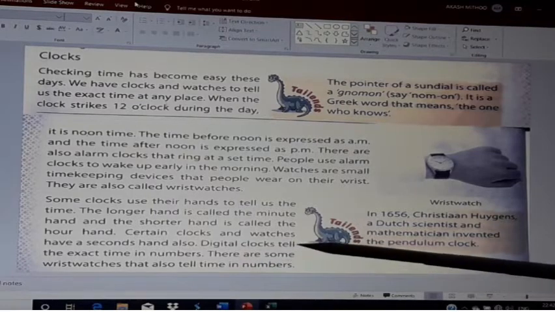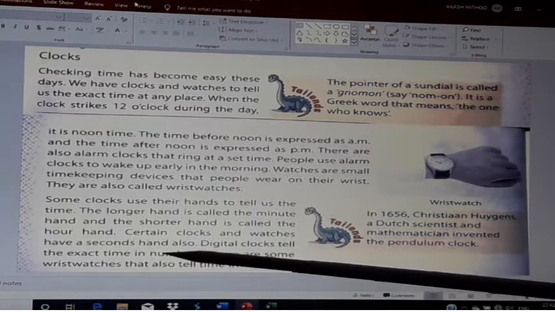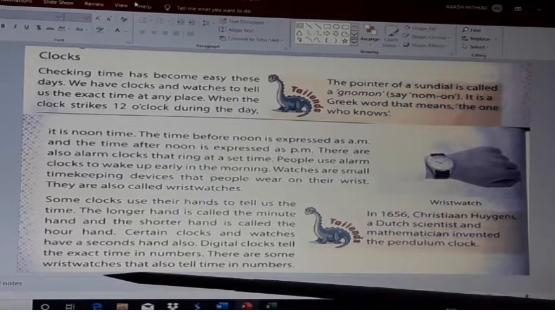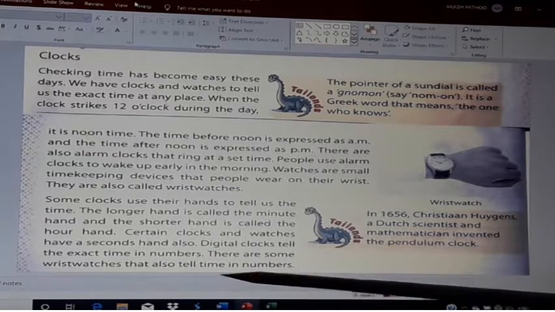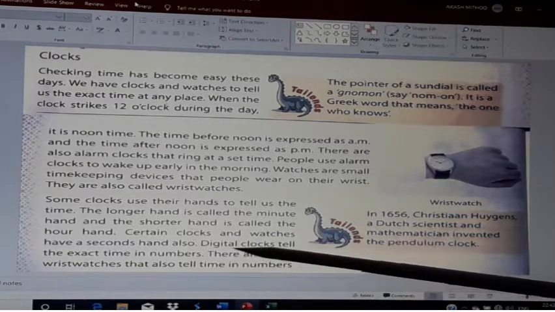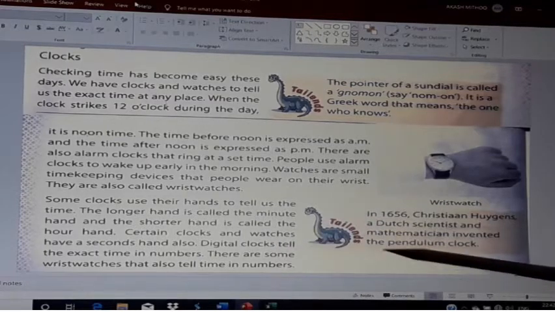Digital clocks tell the exact time in numbers. There are some wristwatches that also tell time in numbers. Children, I had already shown the digital clock in the beginning.